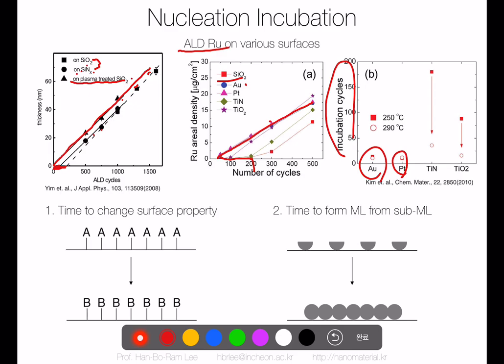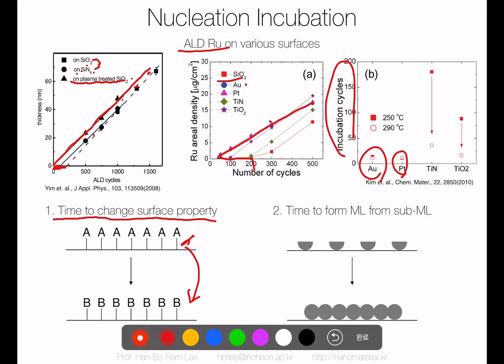So why is the nucleation delay present in the initial growth? There are two different explanations. First, we need to take time to change the surface property. If the surface property is dominated by A, and A is not reactive with the precursor and the counter-reactant molecule, it should be changed to B for the active nucleation of the precursor and the counter-reactant. So we need some time to change from A to B.